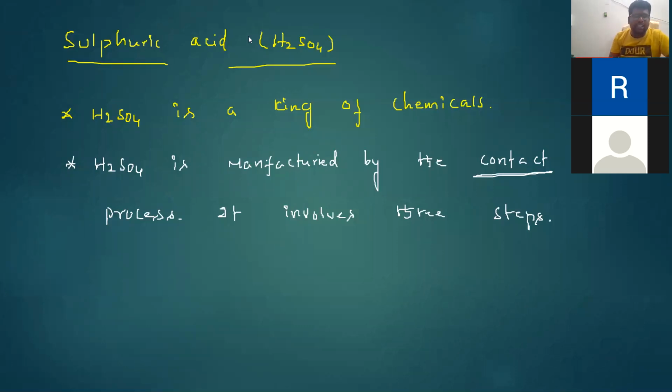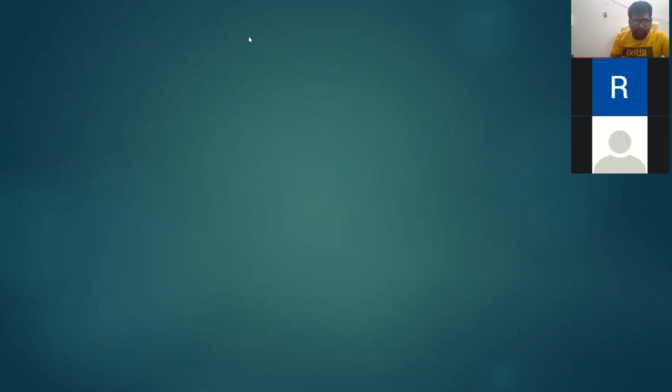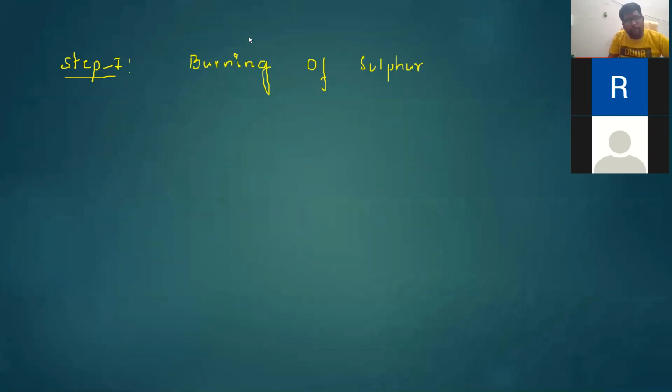So it is a three-step process. Write down the first step. Step one. Write a side heading. What is the first step? Burning of sulfur. Burning means it reacts with oxygen. Burning of sulfur or sulfide ore.